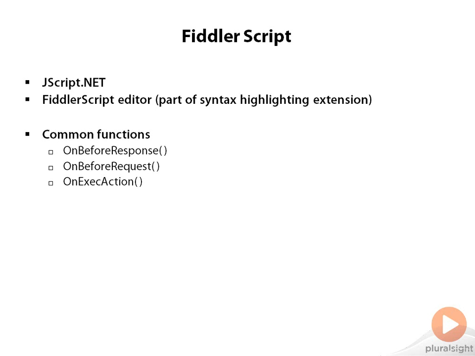Fiddler script has access to several common functions: OnBeforeResponse, OnBeforeRequest, and OnExecAction. So we can place some jscript.net code in these particular methods to affect what happens when every request comes in before it goes on to the web server, and what happens when responses come back. The OnExecAction allows us to write our own quick exec commands that we can plug into Fiddler.